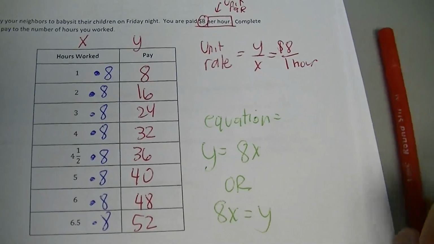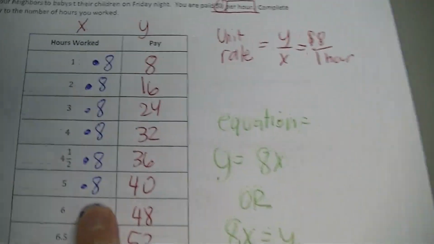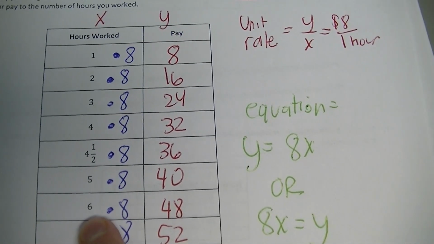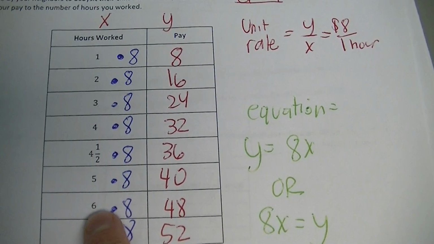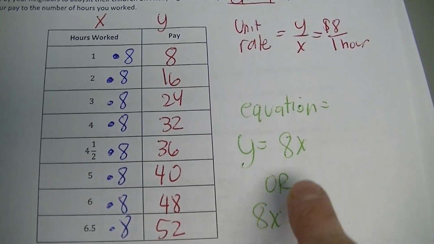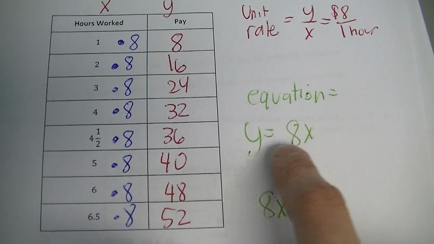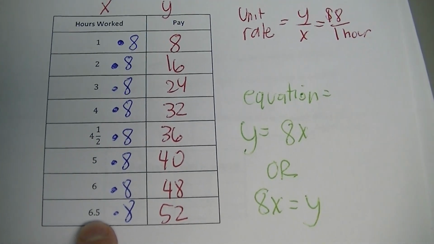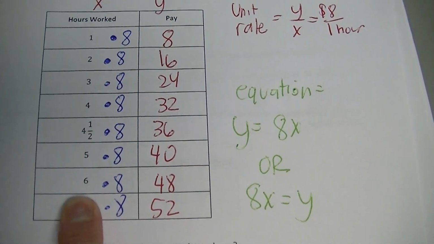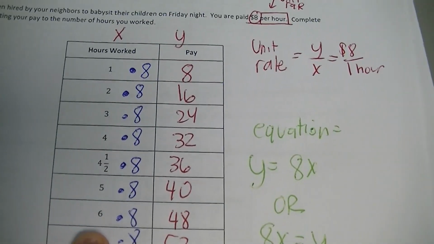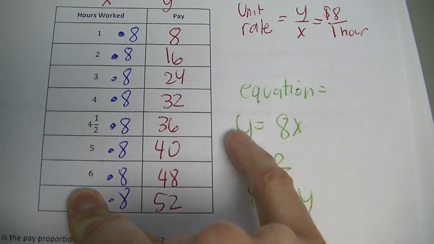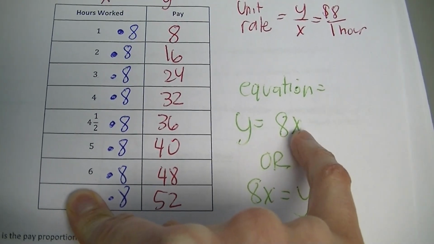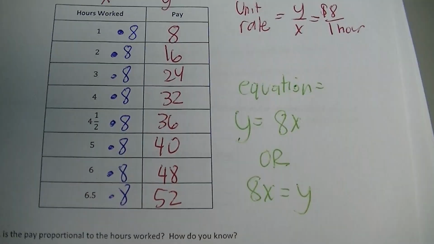So here's how this will help you in the future. If for some reason you didn't know this 48, and they were telling you that you worked 6 hours, what was the pay? You take that 6, because it's an X, and you substitute it in for X. So 8 times 6 is 48. So Y would be 48. Let's say you didn't know that this was 6.5. You see this 52, it's a Y, so you substitute it in for Y. You'd put 52 equals 8 times X, and then solve for X. And when you solve for X, you would get 6.5. More on that later though.